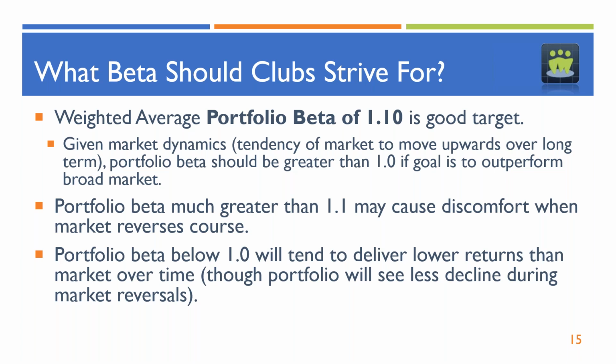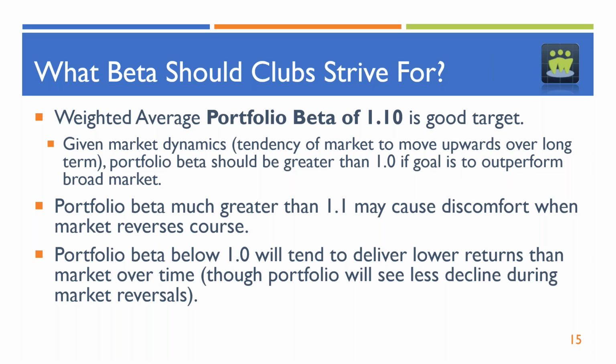So I think a weighted average portfolio beta, which we will calculate in myICLUB, of around 1.1 is a good target. I don't necessarily think that you need to work towards it especially, but it is something to be aware of. And again, just keep in mind, you want to be performing a little bit more than the market in rising markets.